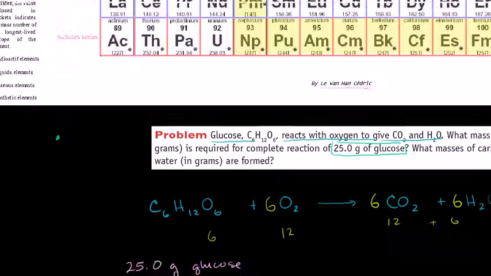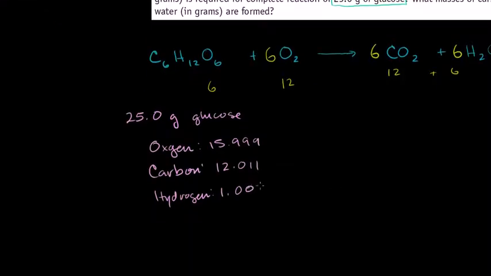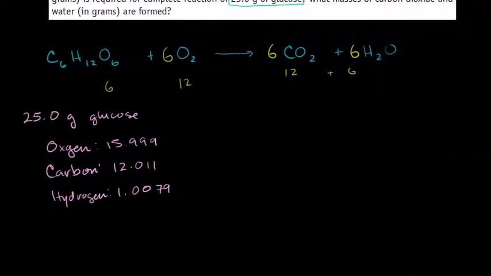1.00, was it 1.0 or 2 zeros? It was 2 zeros. 1.0079. So, what's the atomic weight of glucose given all of that? So what's the atomic weight of glucose?